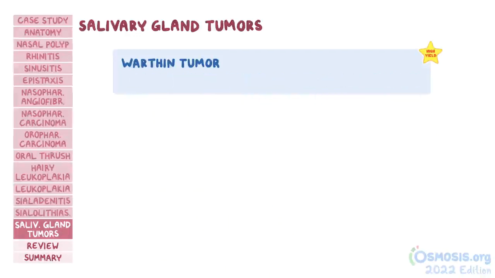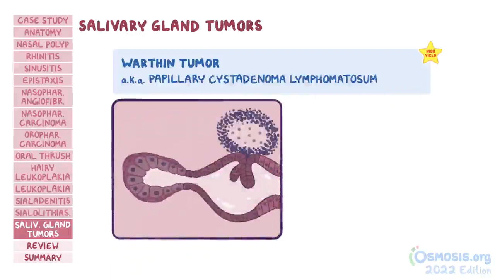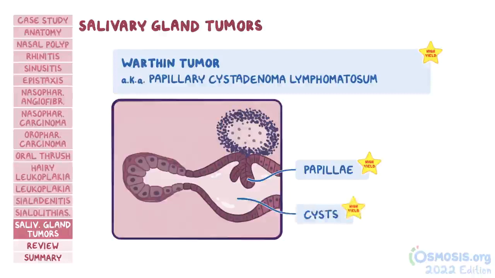Now, Warthin tumor is also known as papillary cystadenoma lymphomatosum because of its unique histological appearance. Papillary refers to the fact that the epithelium layer folds into the salivary ducts, forming finger-like projections called papillae. Cystadenoma refers to the fact that the ducts fill up with fluid, forming large cysts. Finally, lymphomatosum refers to the fact that the epithelium layer gets infiltrated by lymphocytes, which organize themselves into germinal centers.